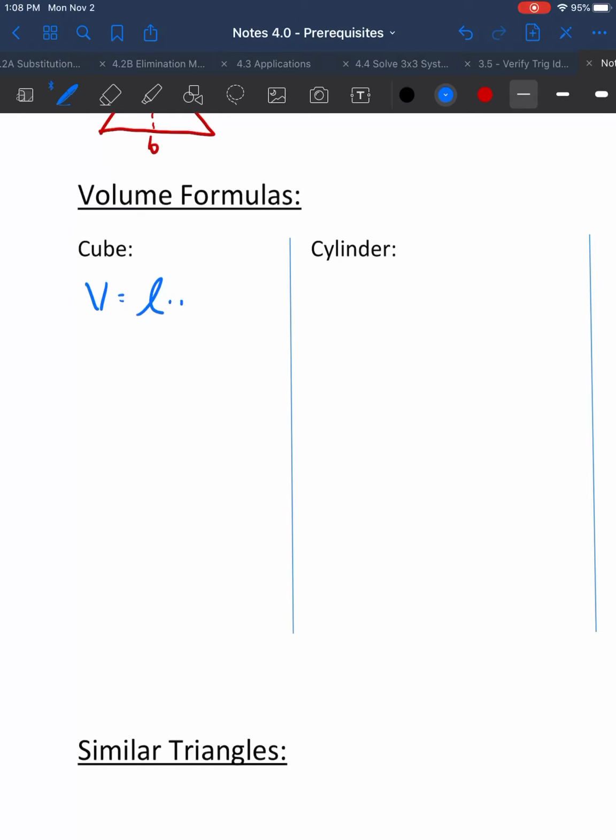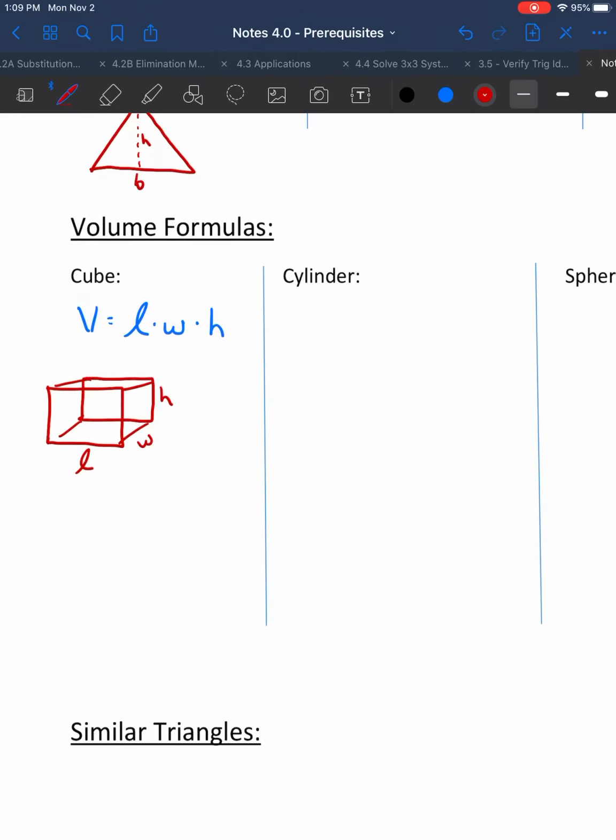Volume of a cube is length times width times height. Cylinder is one that many forget. Volume is pi r squared times the height. And here's why. That's the formula for a cylinder.